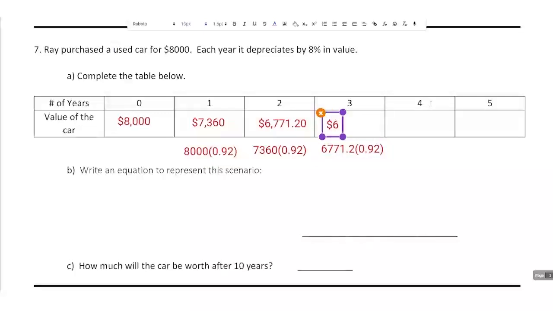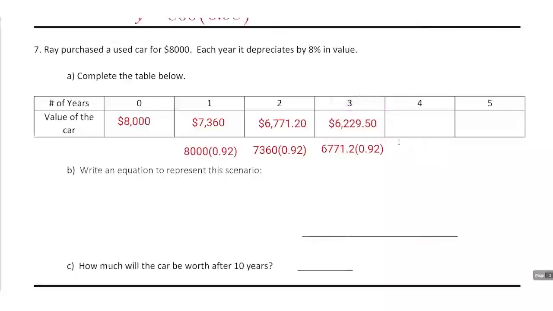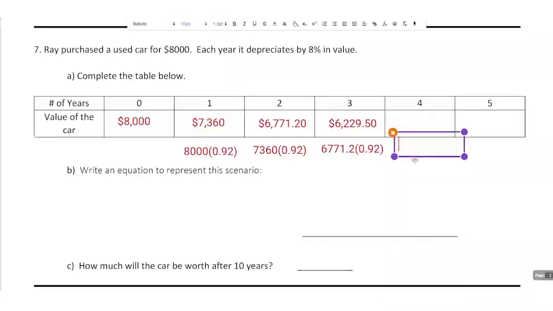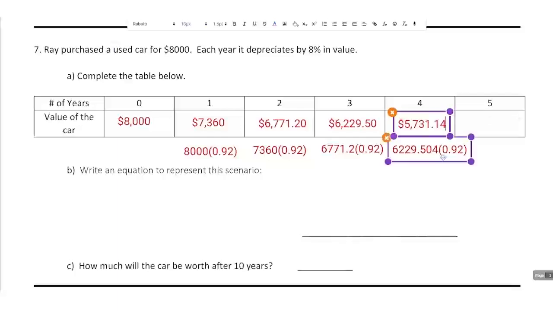At any rate, we get $6,229, and I'm going to have to round, oh, it looks like down here because it's 0.504, so we'll just say 50 cents. Now I'm going to multiply that value again by 0.92. I'll actually use the full number here so that I don't have any trouble with rounding towards the end. At the fourth year, we're going to have $5,731 and rounding to 14 cents.